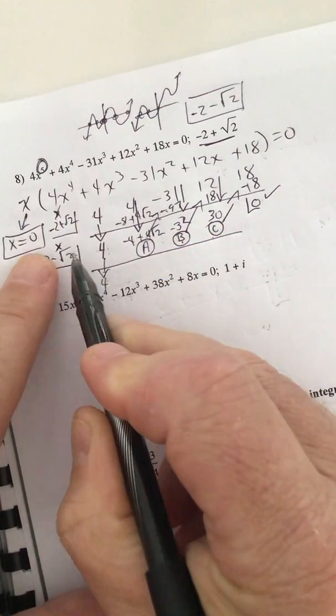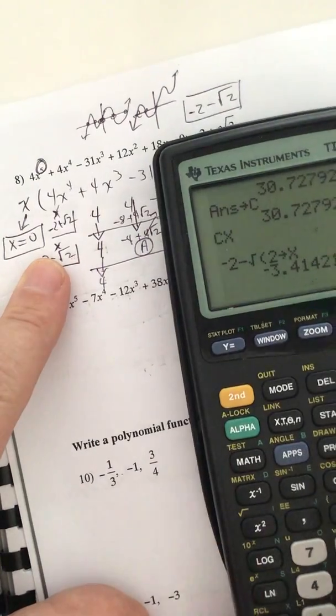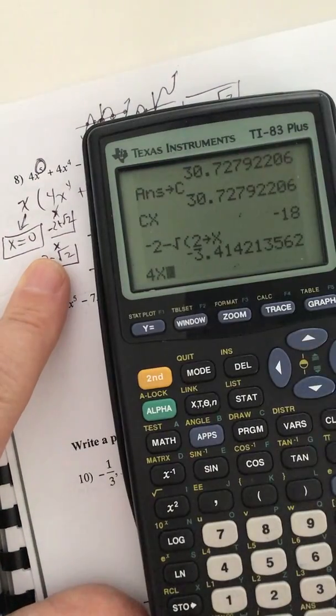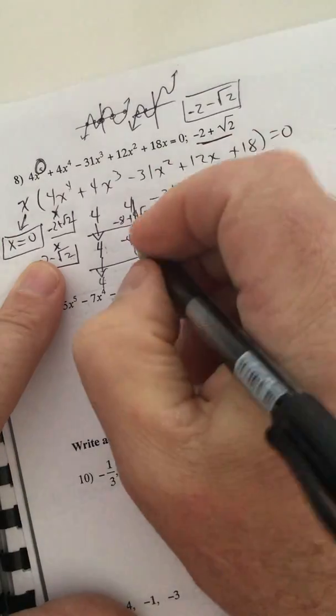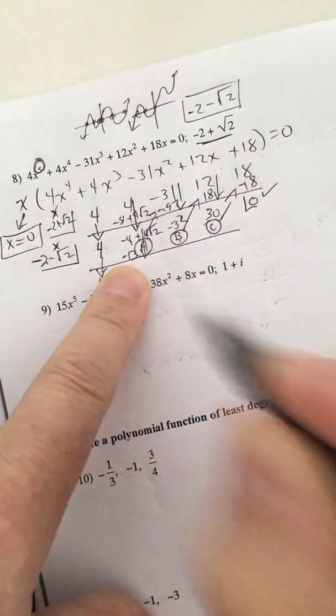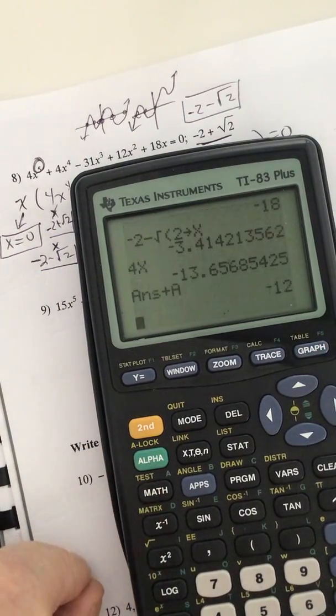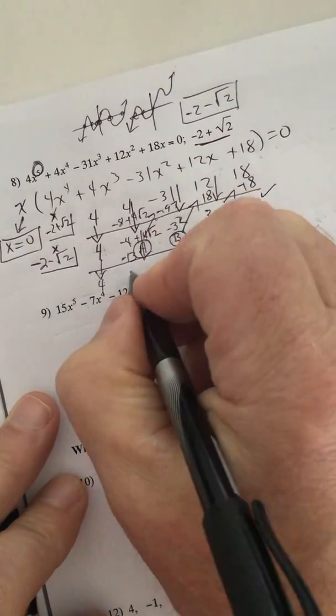Okay, drop the 4. I need 4 times this X number. Okay, so 4x is 13-ish. So I'm going to put this negative 13 up there. So now I need to take A and add it to that. So I need that negative 13, add A. That's negative 12.